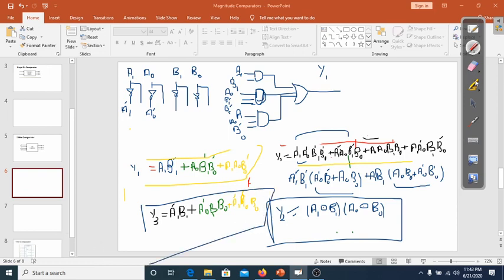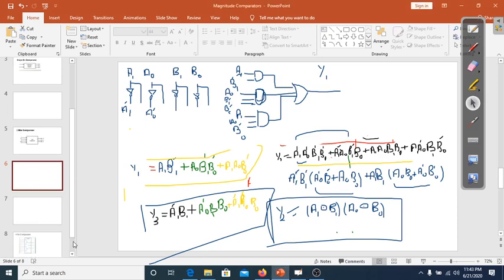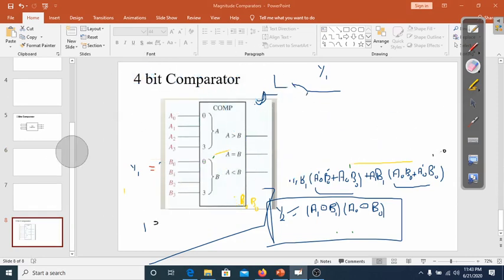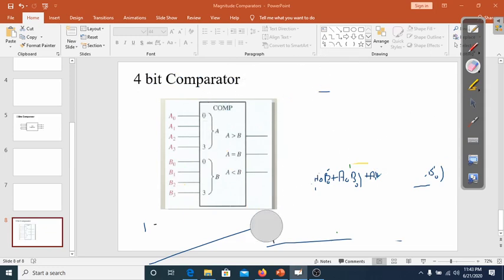Okay, now let us talk about the 4-bit comparator. This is the block diagram of a 4-bit comparator. Here the binary number A has 4 binary bits, A0 to A3, and B has 4 binary bits. Again we have 3 options: A could be greater than B, A could be equal to B, and A could be less than B. So you will try to solve this 4-bit comparator in your assignment.